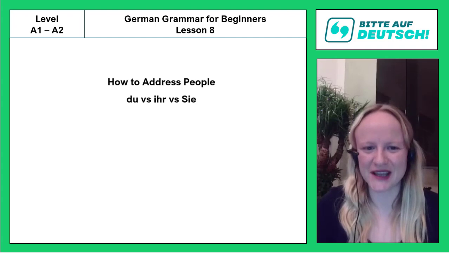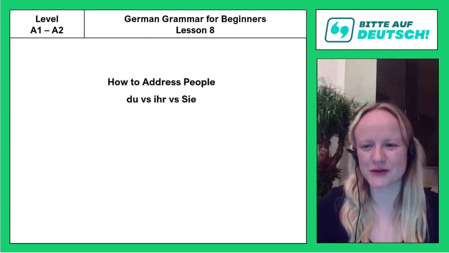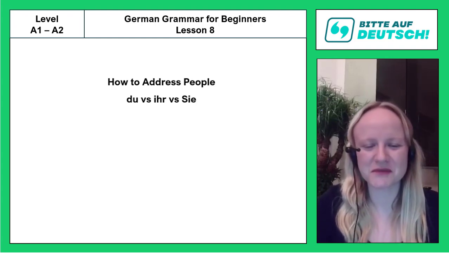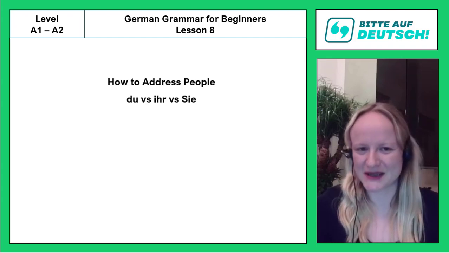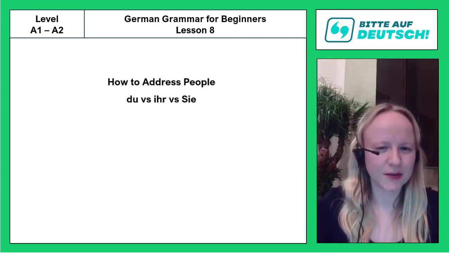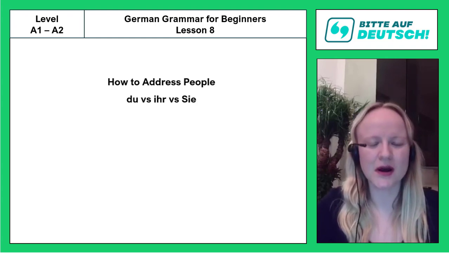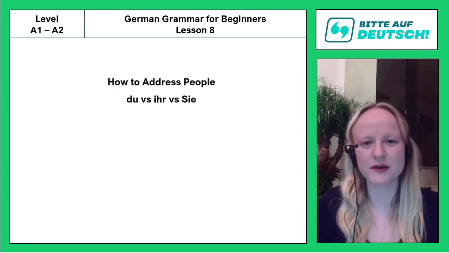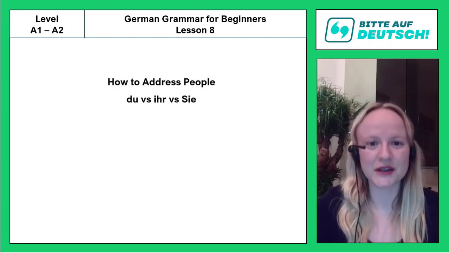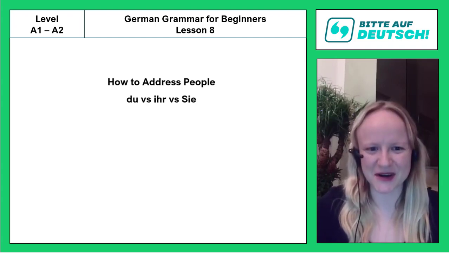This is lesson number 8, and I thought this time I'm going to do maybe a 50-50 mix of a cultural lesson and a grammatical lesson, because actually grammatically you're not learning that much new, but I would like to explain to you how you can address people using those 3 different versions of you that exist in German language.